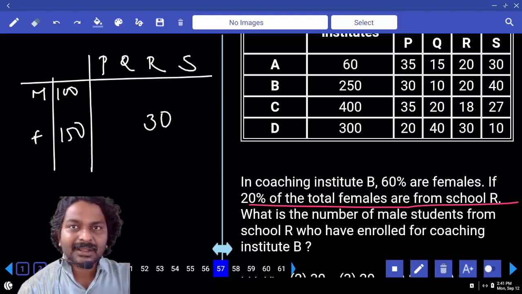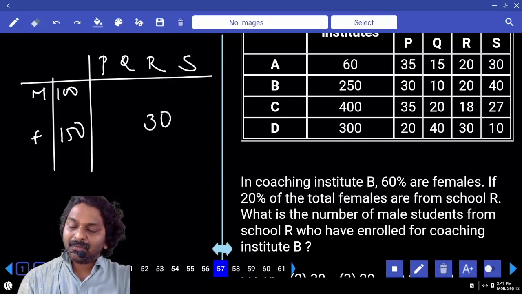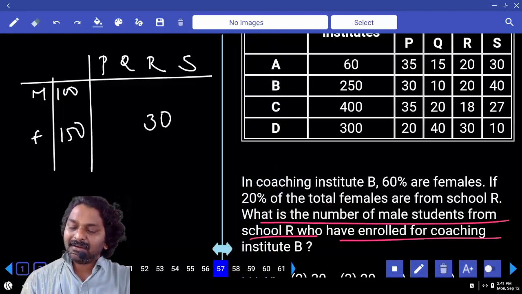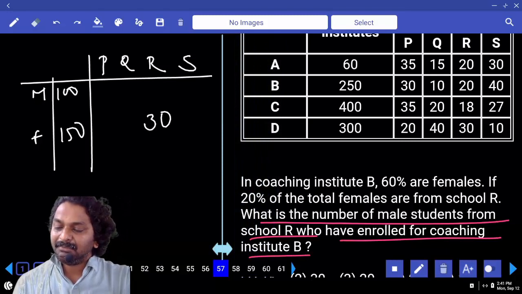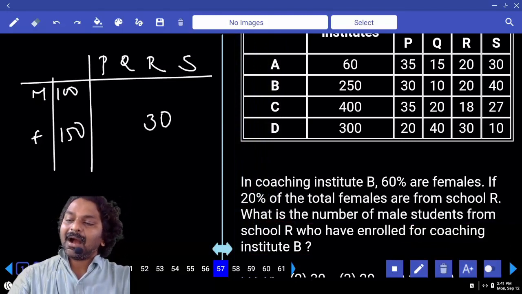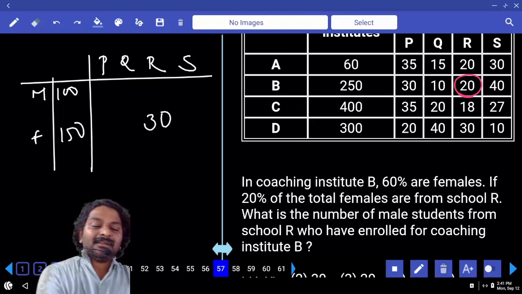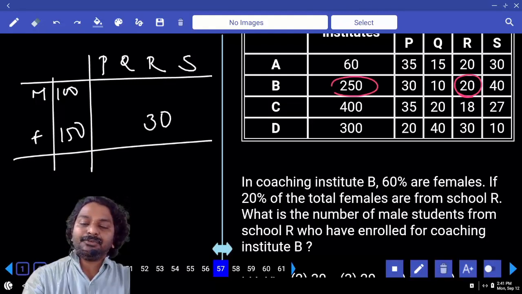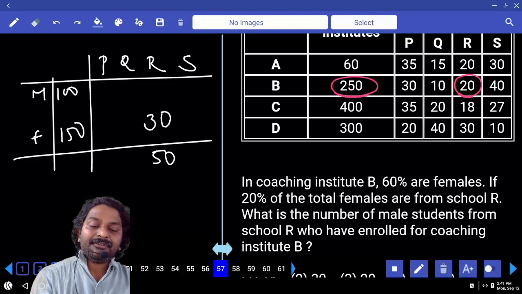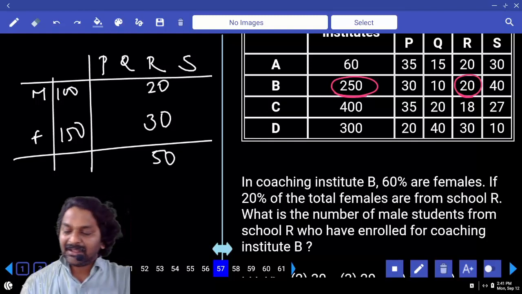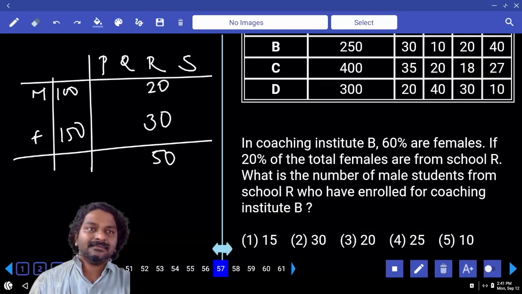Okay. Next. What is the number of male students from school R who have enrolled for coaching institute B? In B, R. Total how many are there? That means 20%. 20% of 250. How much is that? 50. So out of 50 there will be male and female, and female are 30. How many male will be there? 20. Answer 20, third option.